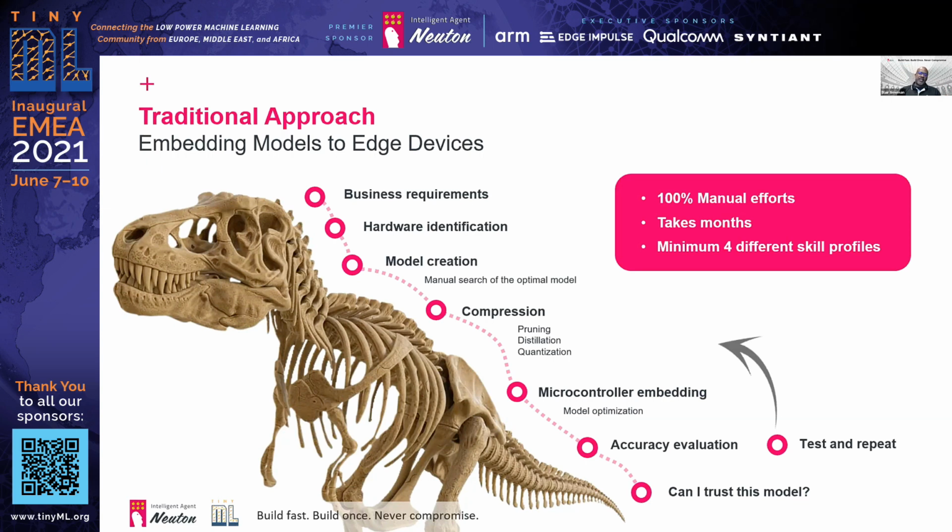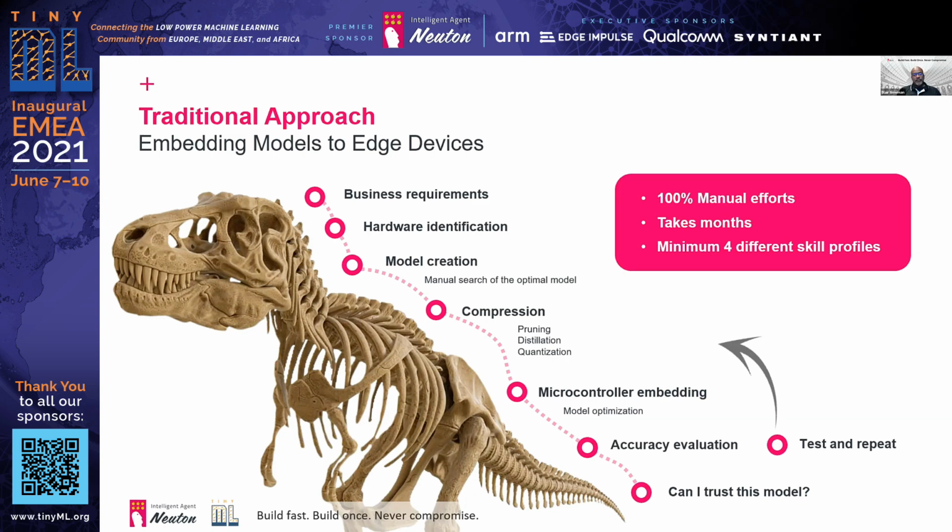Then you come to the next task. Now that you've created this model, you have your hardware, and you say, all right, how can I put this square peg in a round hole? How can I make this model actually successfully integrate into the hardware that you've identified? So you go through a number of different steps, whether it's pruning, quantization, et cetera. Then finally you get to a point where you have a model that you can actually embed into your microcontroller. Hopefully it still has the accuracy that your business or your use case requires.